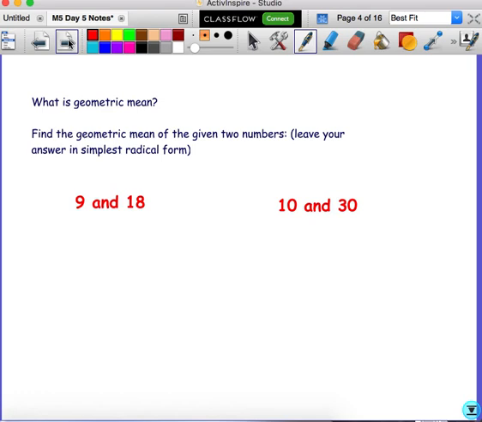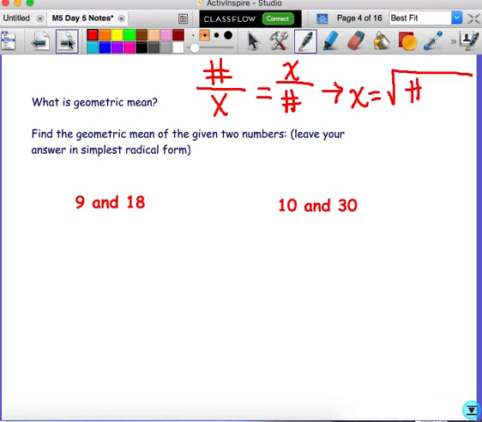So let's remind ourselves of what geometric mean is. The geometric mean of any two numbers is whatever we get when we set that number over x equal to x over the other number. So essentially what we end up with is the geometric mean of any two numbers is the square root of those two numbers multiplied together.